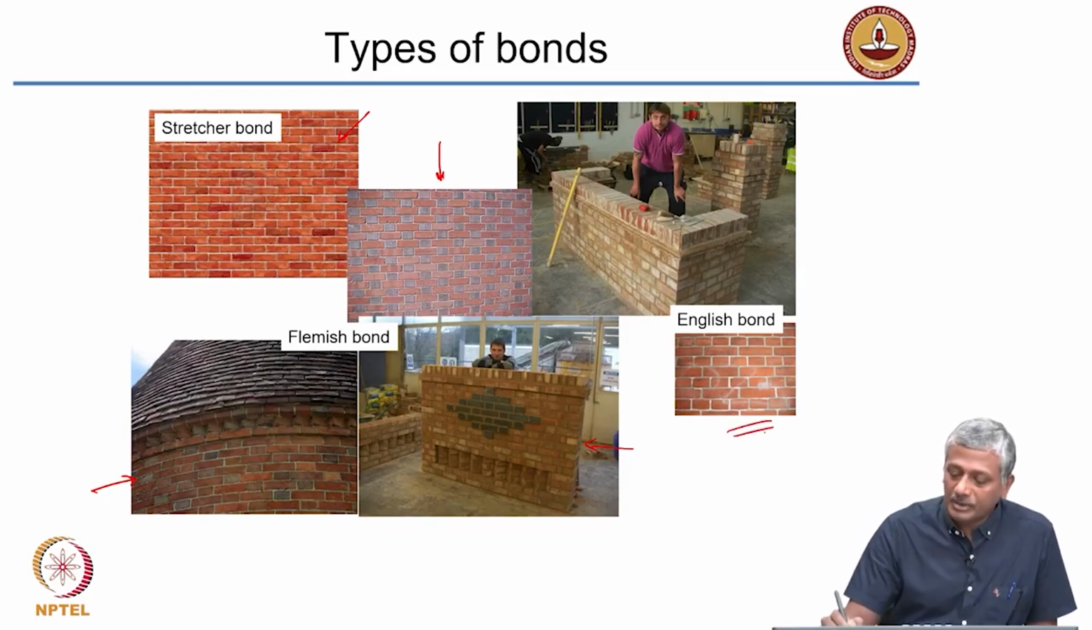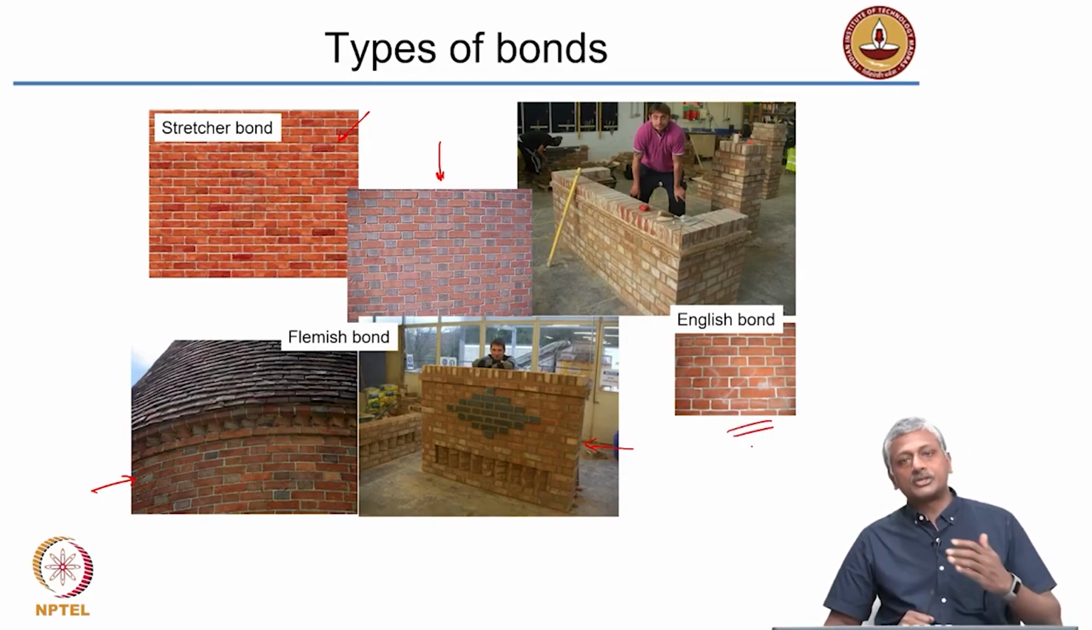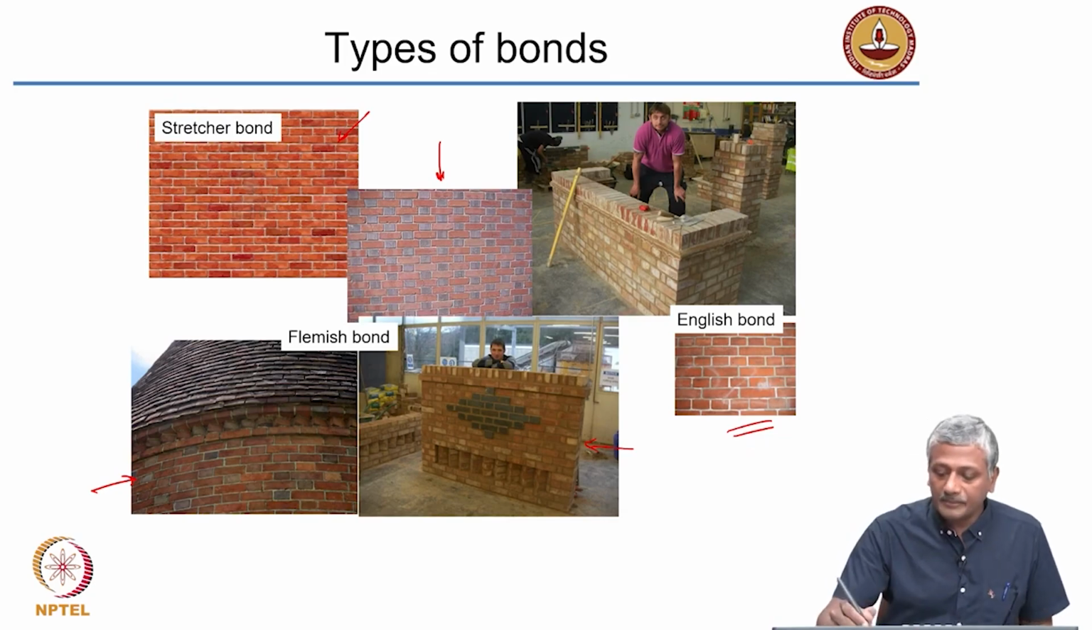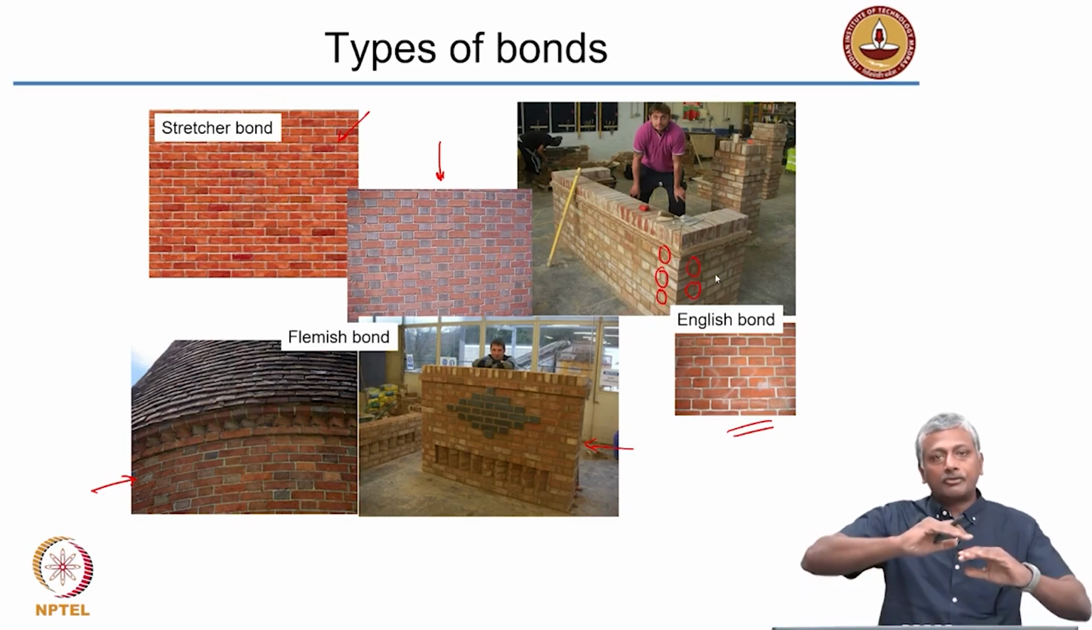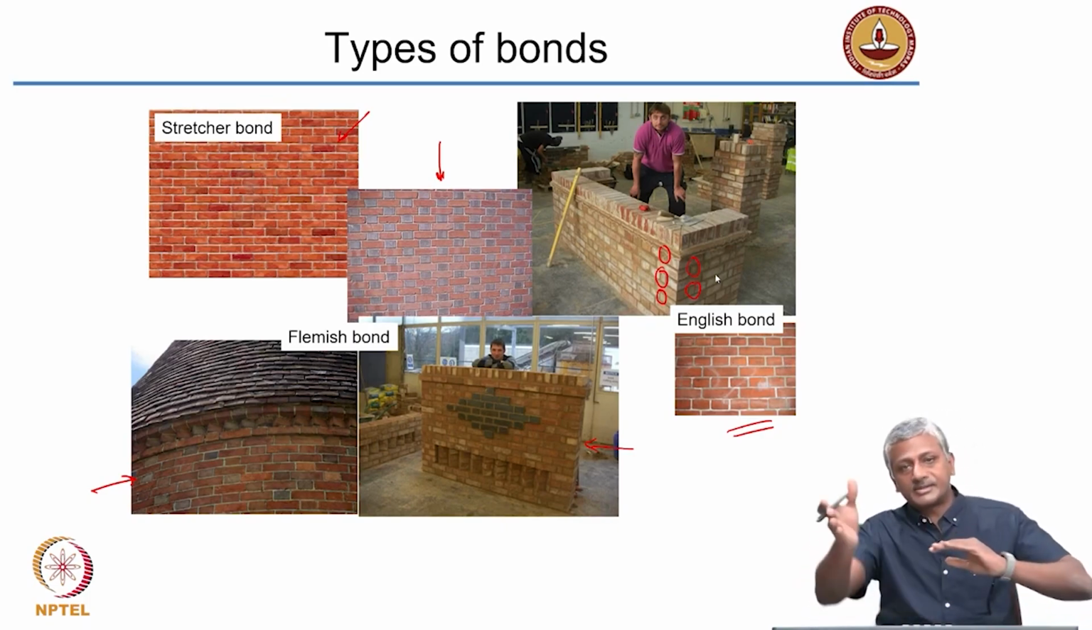This is an English bond. As I said, each layer will have only stretchers or headers, and you can see this mason has actually completed the construction of this English bond here. You can see the location of the queen closers at the ends of the wall. Same thing on this side, you will see queen closers on this side also. In every alternate layer, you will see the queen closer displaced from the odd layer to the even layer when you go to the other side of the wall.